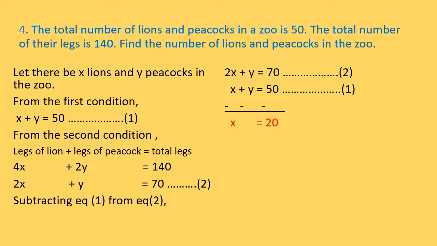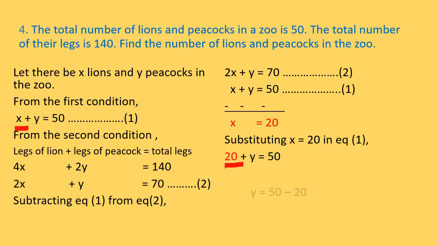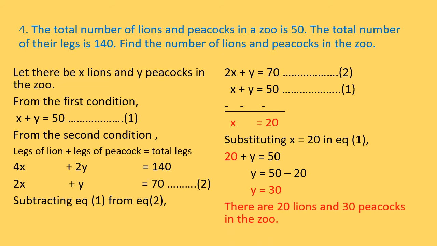Now we are going to substitute the value of x in any of the equations. The first equation is very easy, so we substitute in equation 1. Instead of x, here we are writing 20, plus y equals 50. Now when we subtract, y is equal to 50 minus 20 and that gives us 30. So in this way we have the value of x and y. So what was the x? X was the number of lions and y was the number of peacocks. So there are 20 lions and 30 peacocks in the zoo.